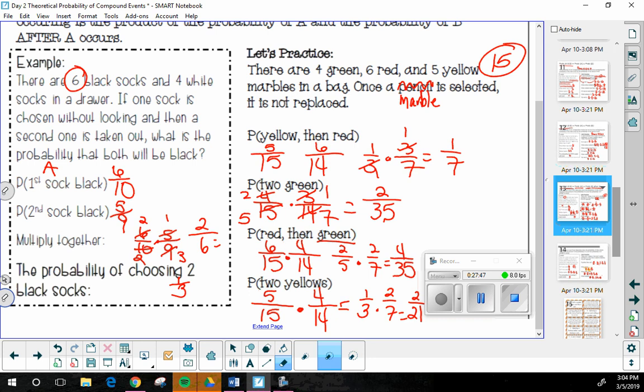Okay. Oh my gosh, we did so much better. So just to wrap it up, compound events. The probability of one times the probability of the other. They can be dependent or independent. Independent events, you just multiply the 2 probabilities. Dependent event, you have to consider how your probability of your second one changes after the first one.